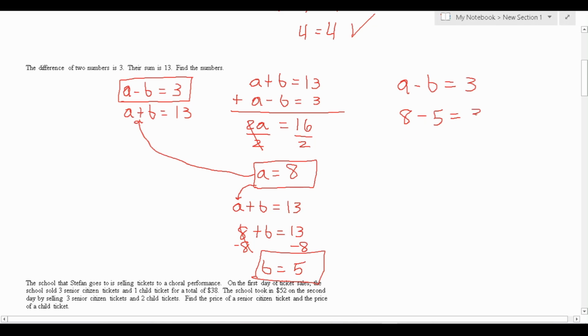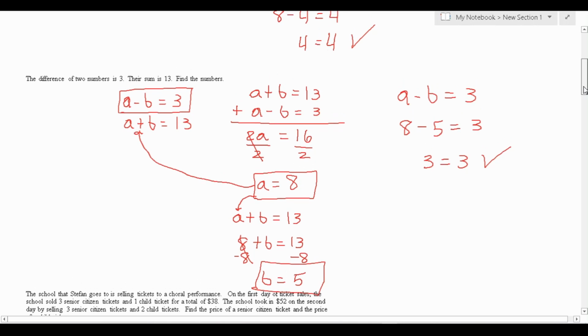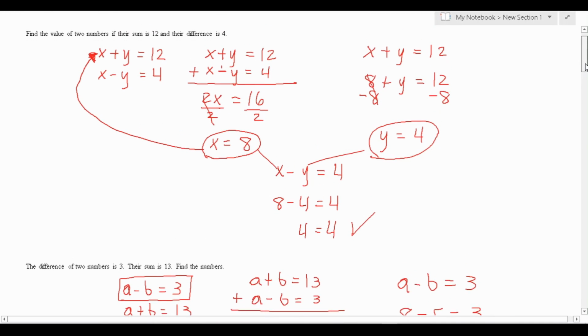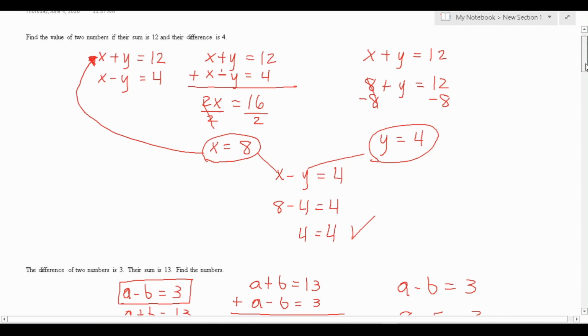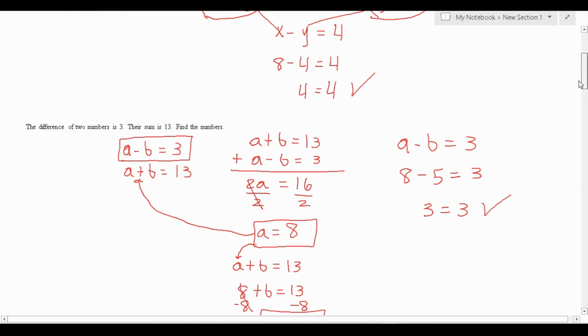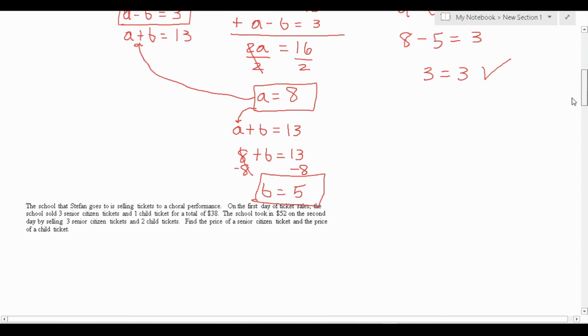8 minus 5 is 3. 3 equals 3. That's a true statement. So we know using our system of equations as well as the elimination method, we were able to get this question correct. Okay, so those are some easy problems that appear on the ASVAB. Again, the hardest part is recognizing you're dealing with a system of equations, and beyond that, translating the word problem into a system of equations that you can then solve.